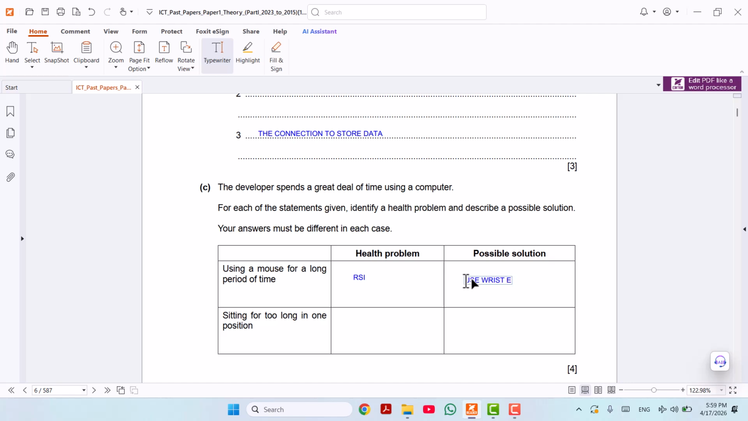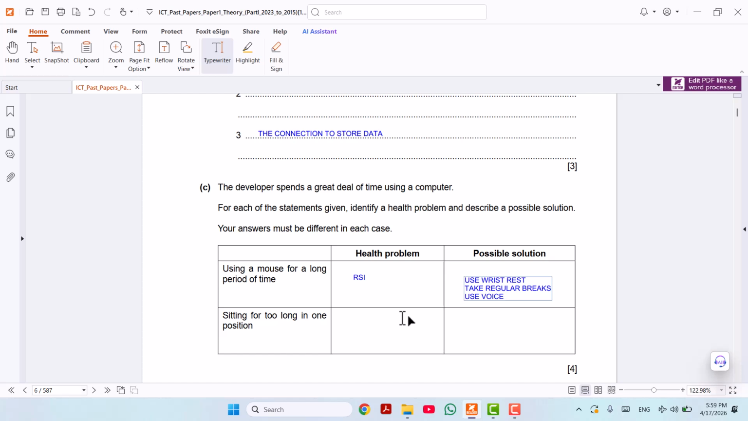Rest. Okay. Also take regular breaks, like we said, regular breaks. Okay. Also we can use hand exercises, or sometimes we can use voice to write. This is called assistive technology.